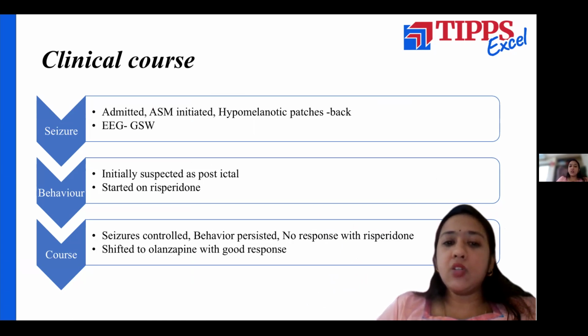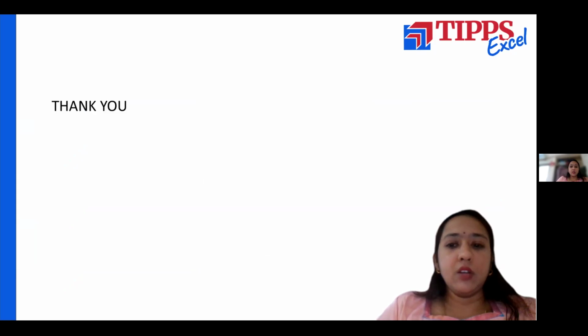So I started her on risperidone, and the seizures got controlled. As I already mentioned, when the seizures get controlled, there should be some improvement in behavior, and the child was already on risperidone. But the behaviors persisted, and there was no response with risperidone either. So I shifted to olanzapine, and over the longitudinal course, I found very good response with olanzapine.